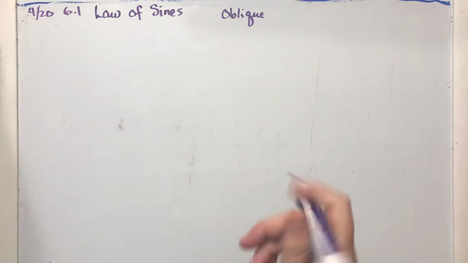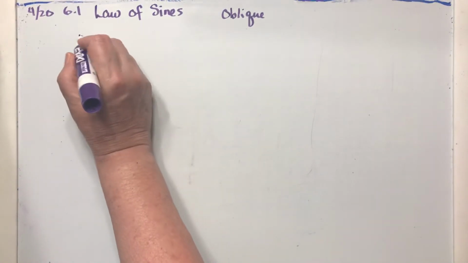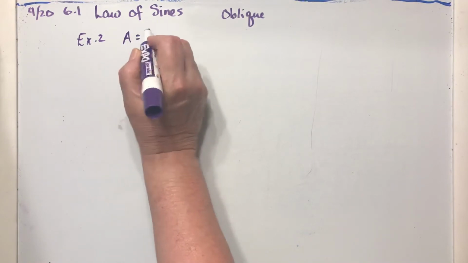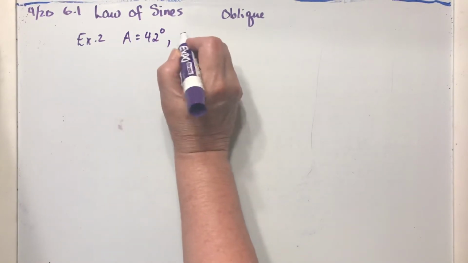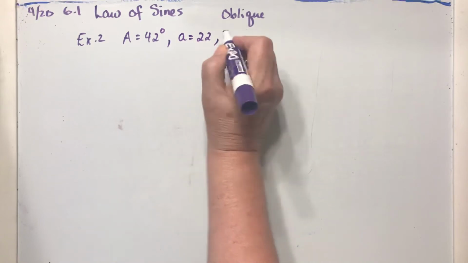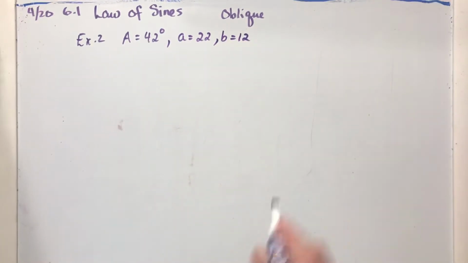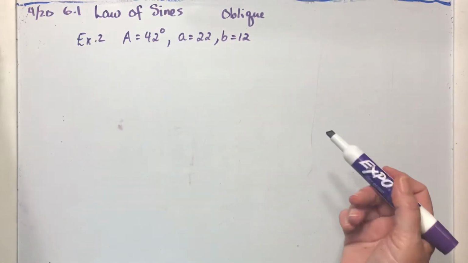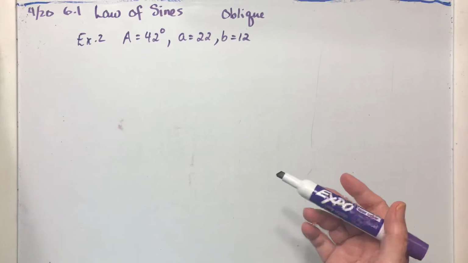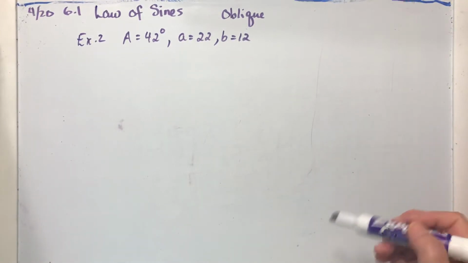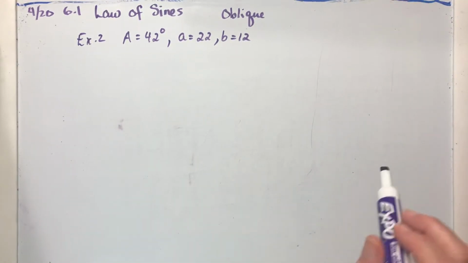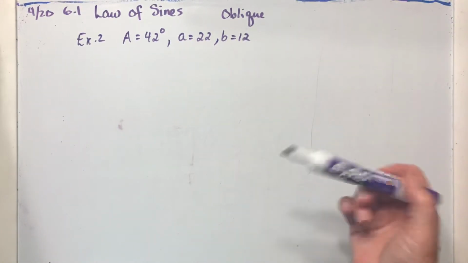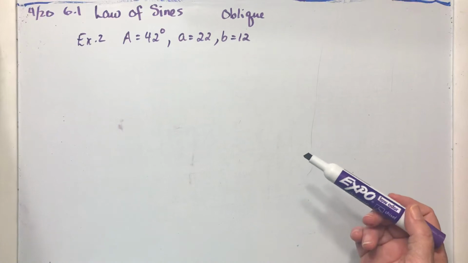So suppose we're given that angle A is 42 degrees, little a is 22, and little b is 12. Sometimes in the problems they'll say 22 inches and 12 inches. If they give units of measure, then your answer should also have units of measure. That's going to be very important next year for those of you that take calculus or AP calculus. If you're given units of measurement, then your answer has to contain those units of measurement.